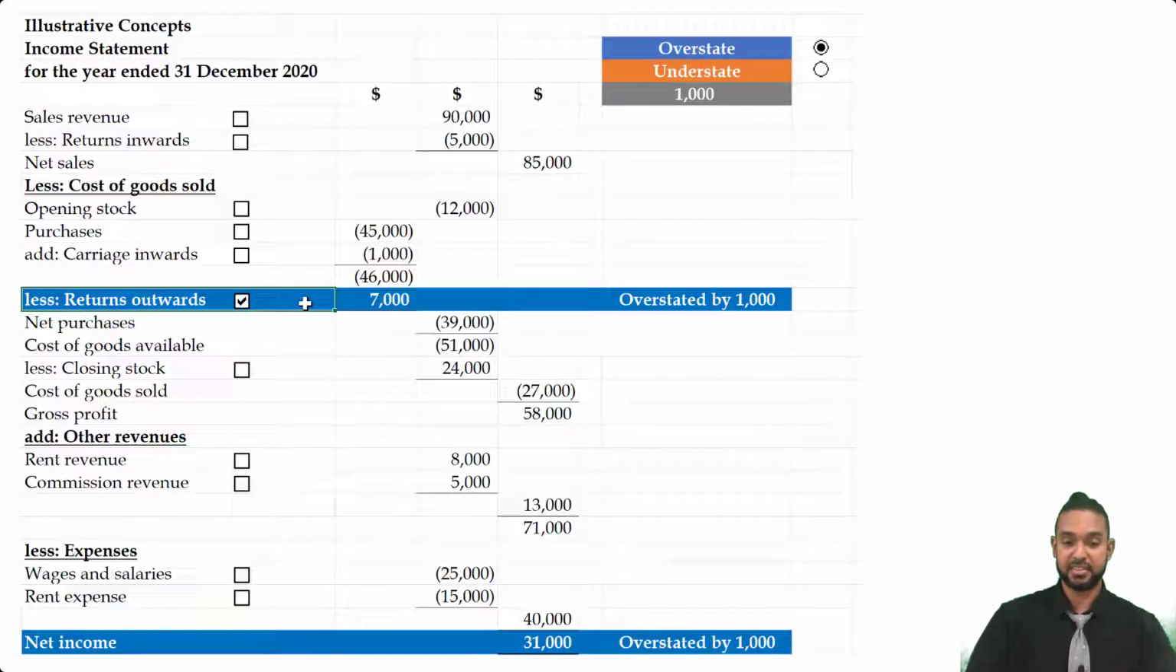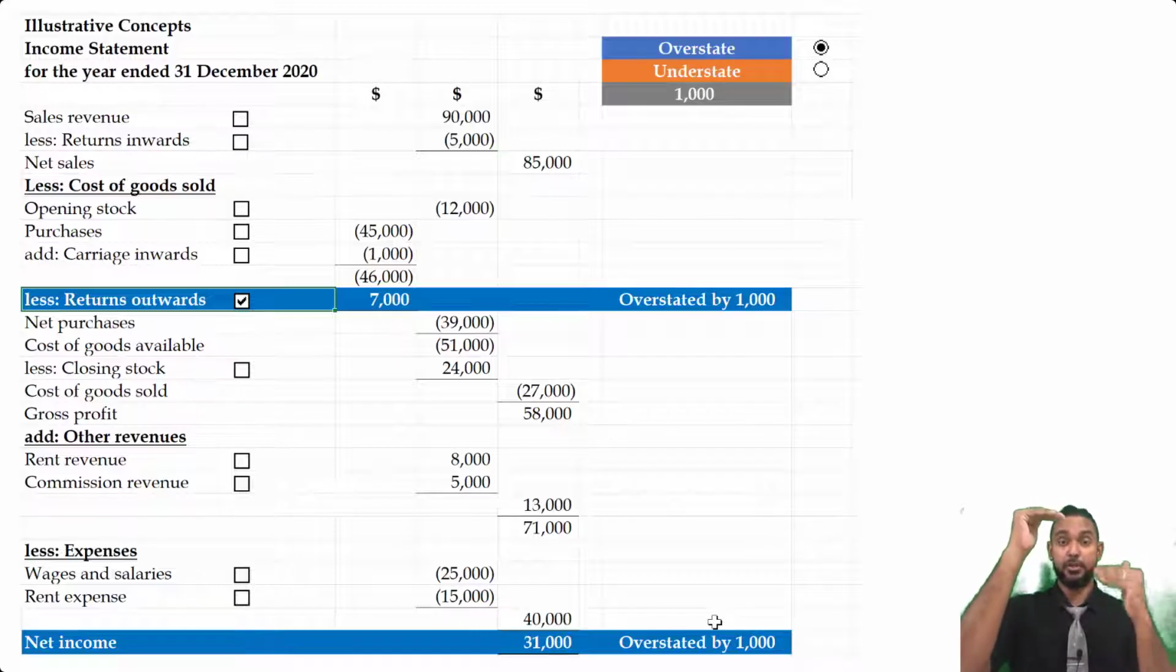Aha! It went up from 6 to 7, as we said, overstated by 1,000. And look at net income. It is also overstated by $1,000, which means that net income moved in the same direction as returns out. Now that was overstated. Understated should give us the same thing.